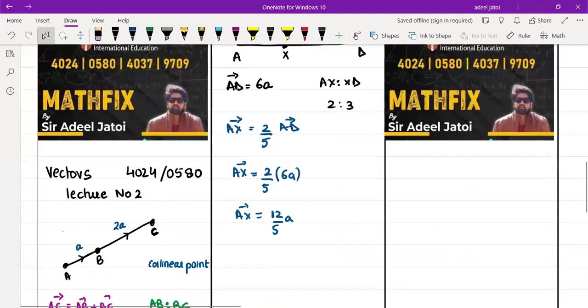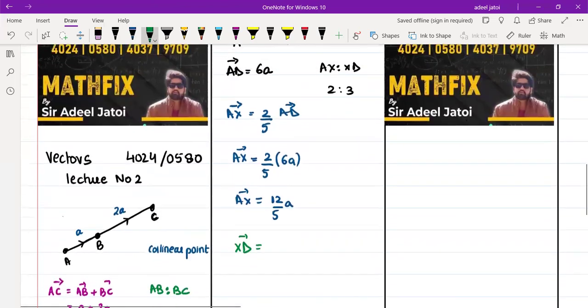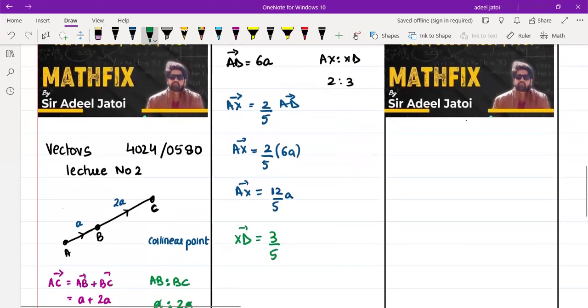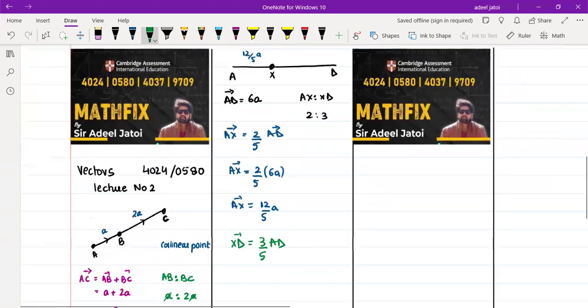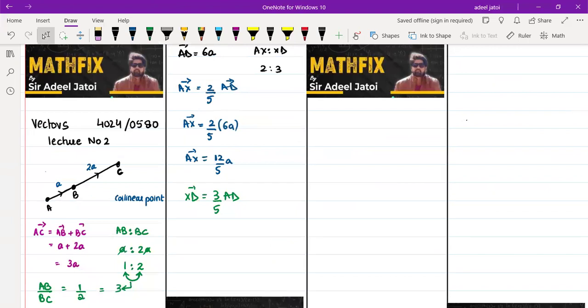Similarly, we can also find XD, and the XD will be 3 upon 5 of what? Of entire AD. 3 upon 5 of the entire AD, because AD is a complete line and we are taking out the ratio because of that. So XD will be 3 upon 5, and we know AD is 6A. So XD is equal to what? 18 upon 5A.